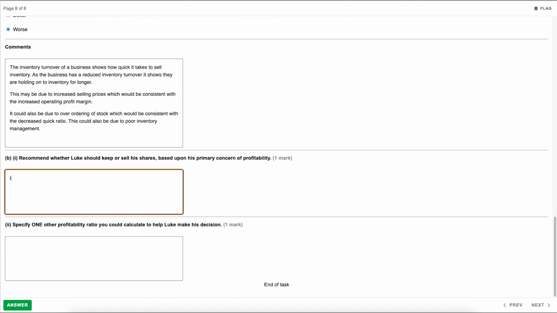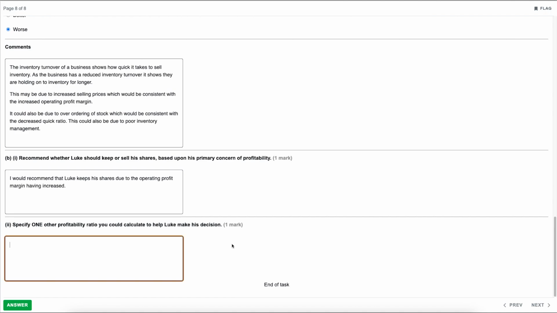So I would recommend that Luke keeps his shares due to the operating profit margin having increased. Absolutely fine, it's only worth 1 mark, nothing more we need to add to that.